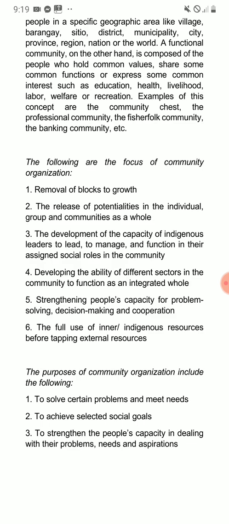Okay? So, yan. So the purposes of community organization include the following: to solve certain problems and meet needs, to achieve selected social goals, to strengthen the people's capacity in dealing with their problems, needs, and aspirations.